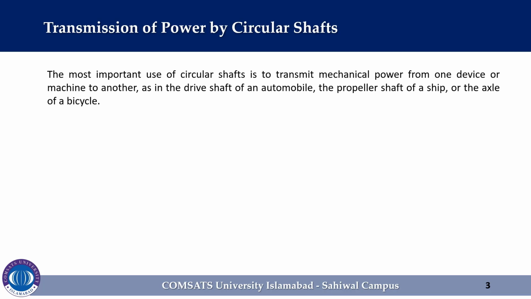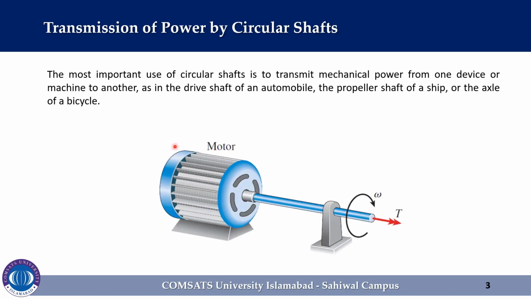A common design problem is to determine the required size of the shaft so that it will transmit a specified amount of power at a specified rotational speed without exceeding the allowable stresses for the material. Let us suppose that a motor-driven shaft, as shown in the figure here, is rotating at an angular speed omega measured in radians per second.